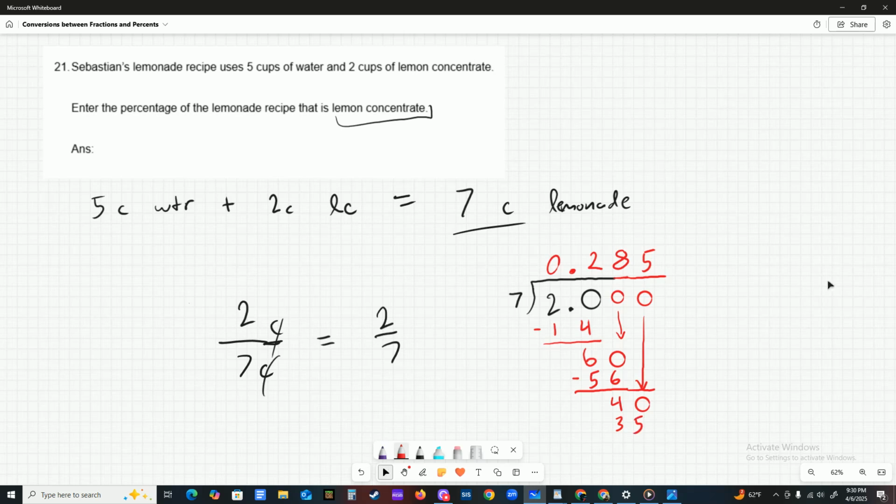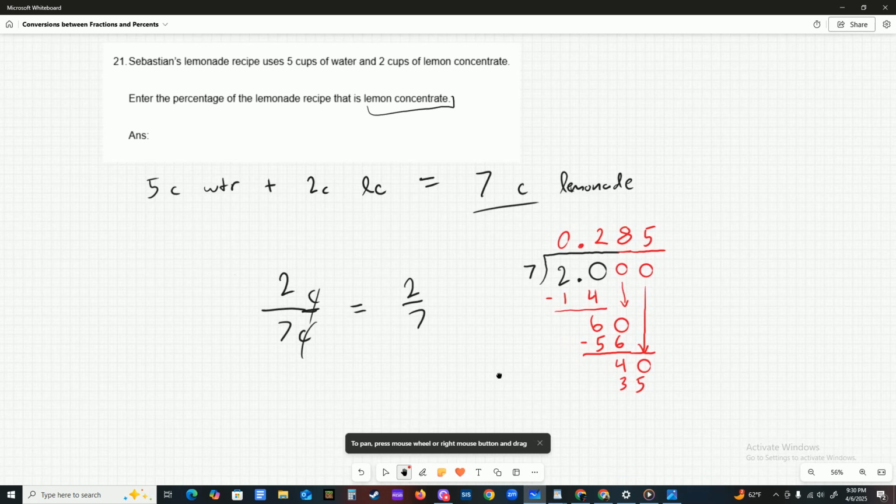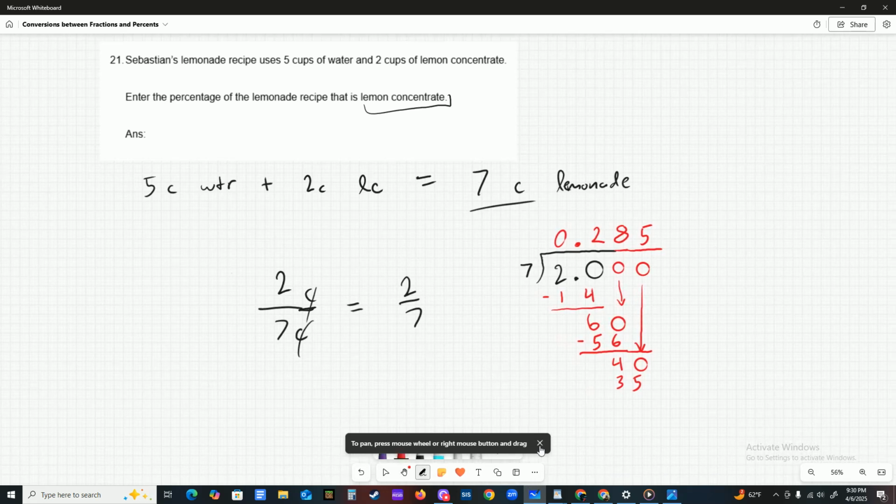Okay, let me zoom out a little bit. And let me move it a bit. There we go, just to give myself room.